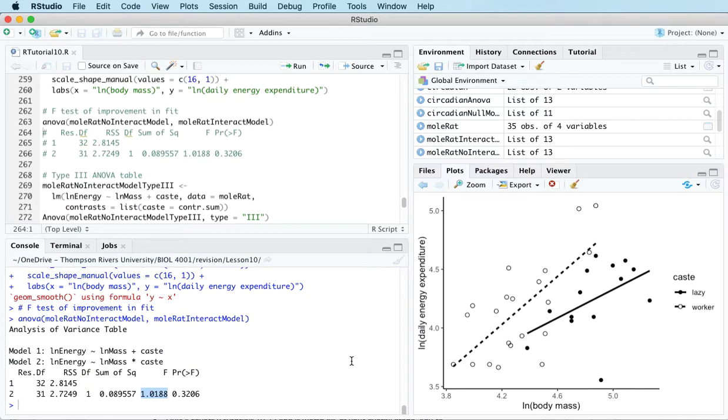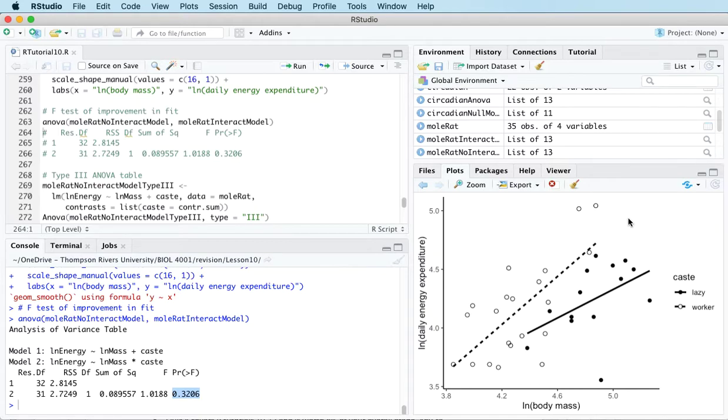And then the third step is to state the p-value. So there's the p-value, 0.3206. And then the fourth step, make a decision, draw a conclusion. So we're not able to reject the null hypothesis here because the p-value, 0.3206, is not less than the significance level, 0.05. So we cannot reject the null hypothesis that there is no interaction between cast and body mass.